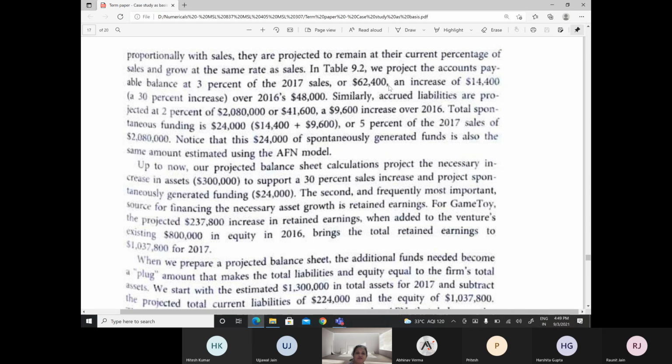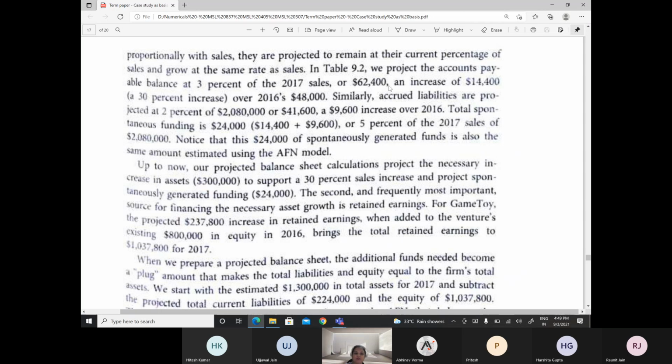Notice that this 24,000 of spontaneously generated funds is also the same amount estimated using the AFN model. So up to now, our projected balance sheet calculations project the necessary increase in assets to support a 30% sales increase and project spontaneously generated funding of 24,000. The second and frequently more important source for financing the necessary asset growth is retained earnings.